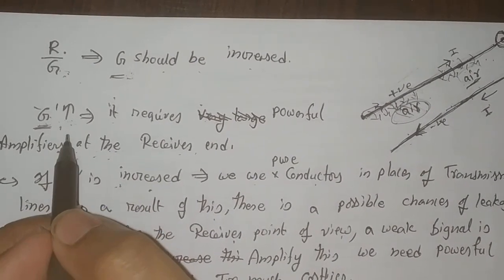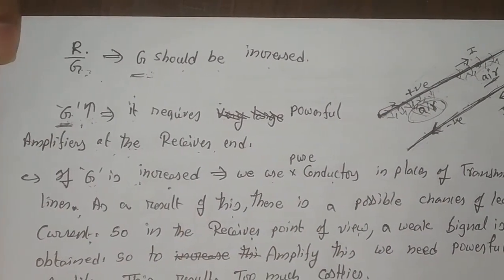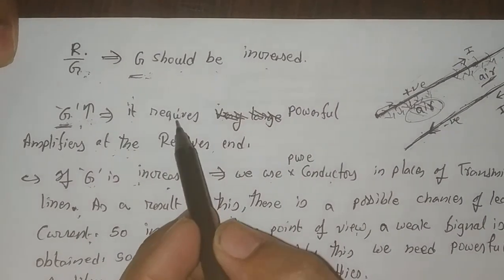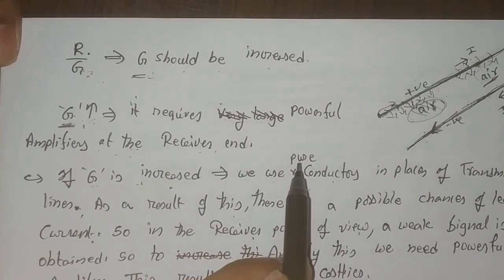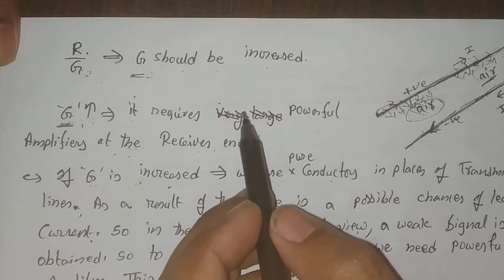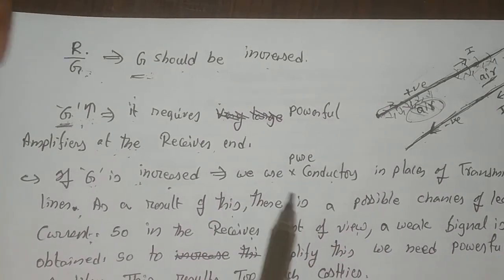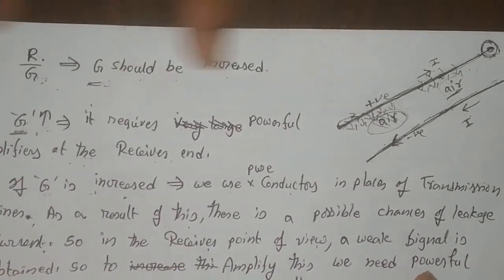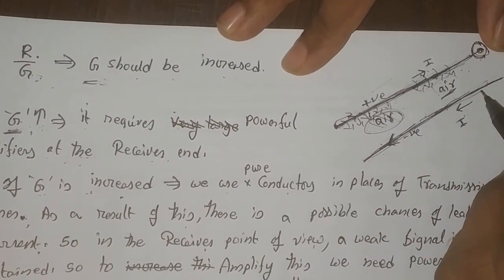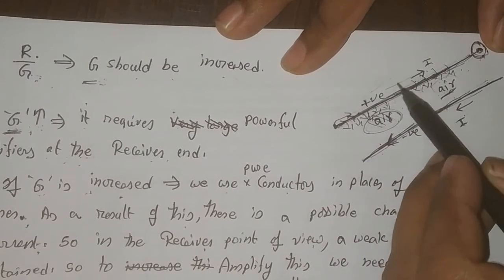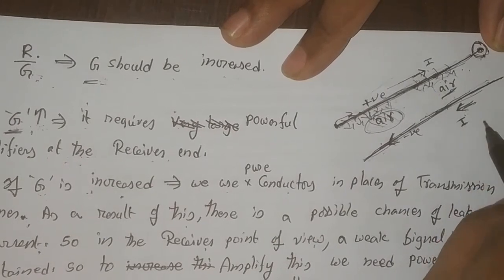But what do you mean by G? G is nothing but the conductance. If conductance is to be increased, you have to use superconductors or pure conductors in place of the transmission line. But if you are using such pure conductors, there is again a disadvantage. Let us see this diagram. This is the transmission line and this is another transmission line. The current passing through the transmission line in this direction has a return path in the second transmission line.